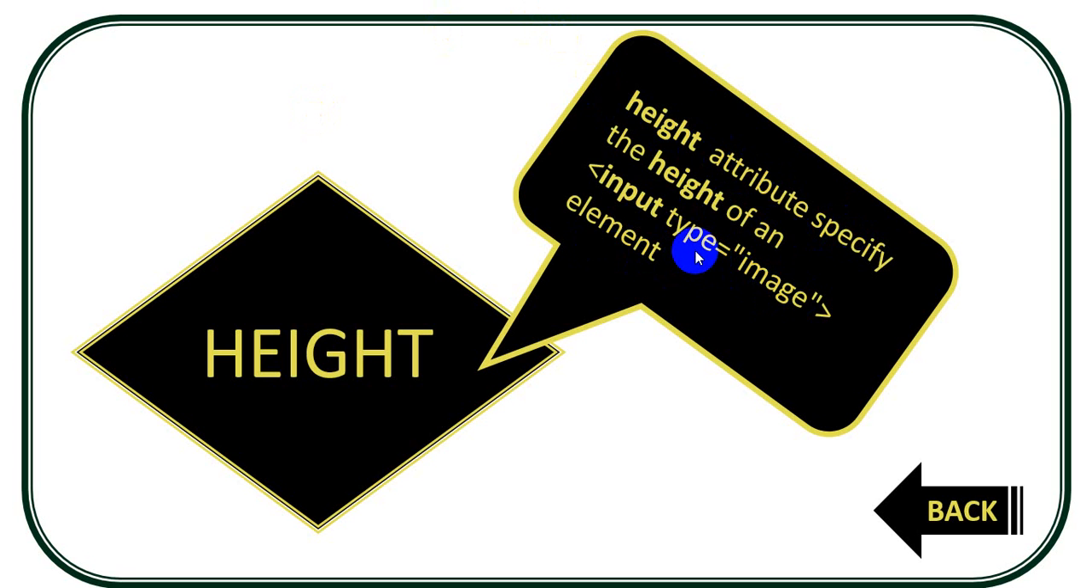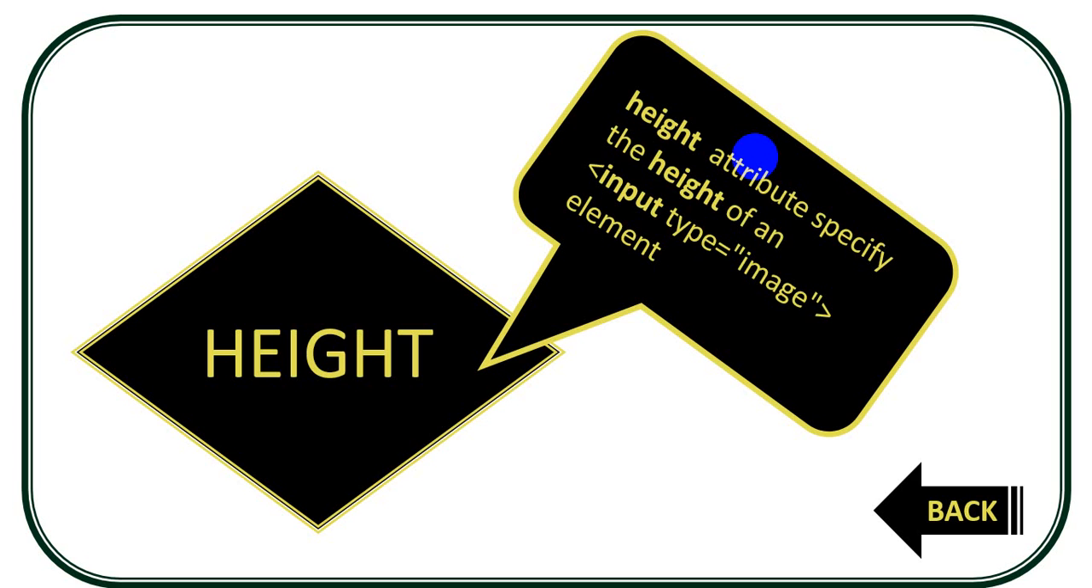As I told you, height and width are both attributes which work with the image. With input type equal to image, we are going to create a submit button which looks like an image but works like a submit. When you don't use the width and height attributes, the image will display in its actual size, whatever size the image already is. So if you don't use height and width attributes, it will display in its actual size.